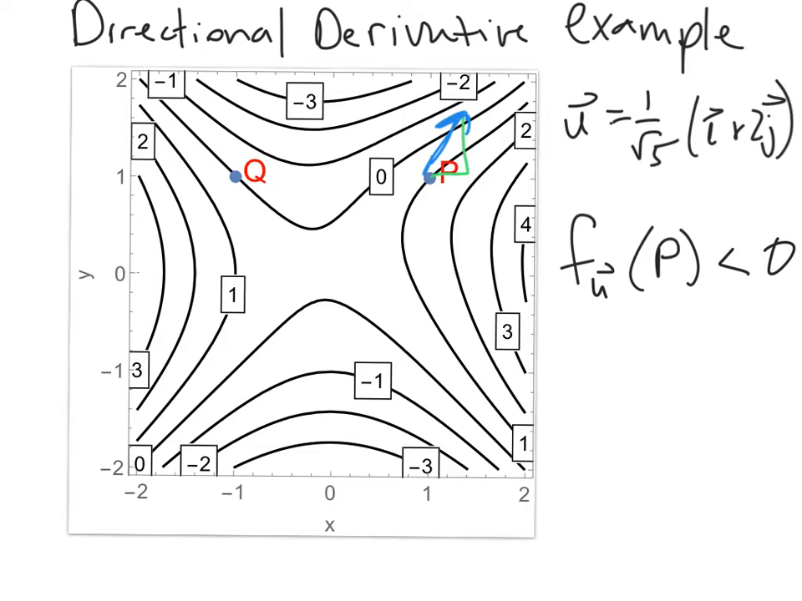And what if we head over to Q, and we're again interested in this direction, moving over 1, up 2. Well, again we can see that we're moving away from, in this case, the 0 line towards the -1 line, so the function is locally decreasing as we move in that direction. The directional derivative in the direction u at the point Q is less than 0.